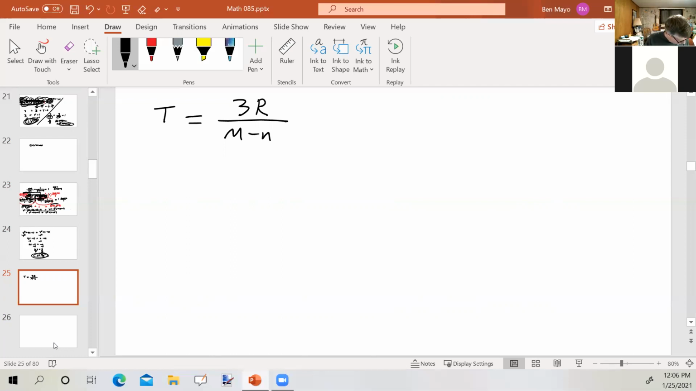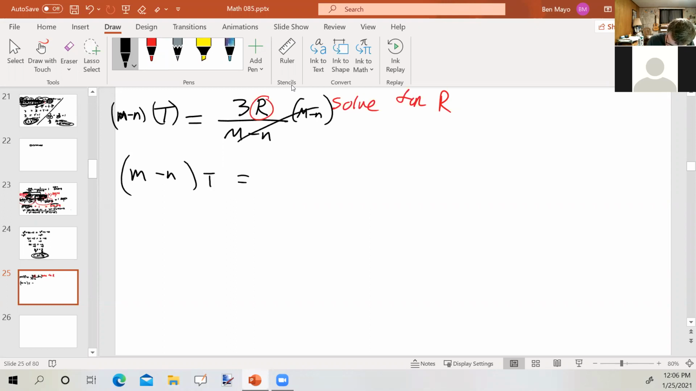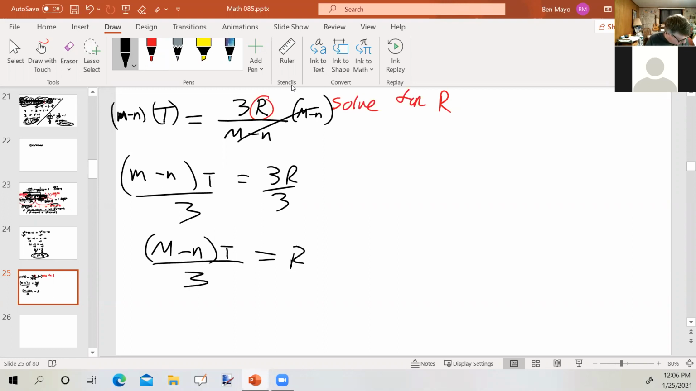All right, we're supposed to solve for r. First thing I'm going to do is clear the fractions. So I'm going to multiply both sides by m minus n. Okay, on the left I have m minus n times t, and on the right I have 3r. I could come back and divide by 3. R equals m minus n all times t all over 3. Any questions on that one?